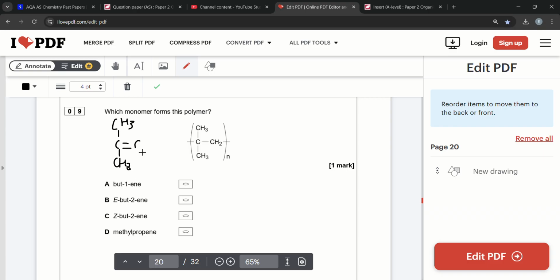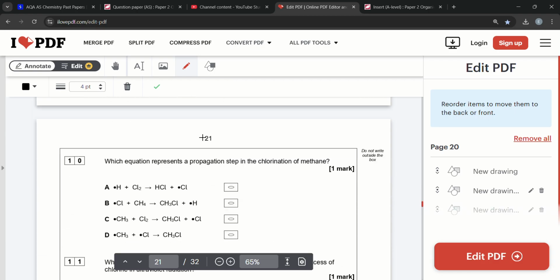We just have a double bond here. And before I even do that, I can see that the longest carbon chain is 3. 1, 2, 3 here, or 1, 2, 3 here. And so the answer is propene.